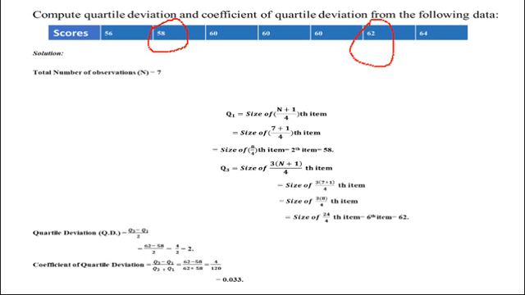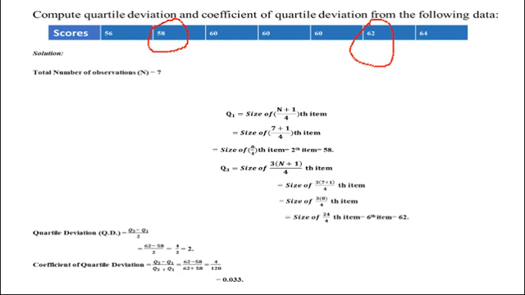Now we have to calculate the quartile deviation. The formula is Q3 minus Q1 upon 2. We have already calculated Q3, which is equal to 62, and Q1, which is equal to 58. So the quartile deviation is equal to 62 minus 58 divided by 2, that is, 4 divided by 2, which is equal to 2.